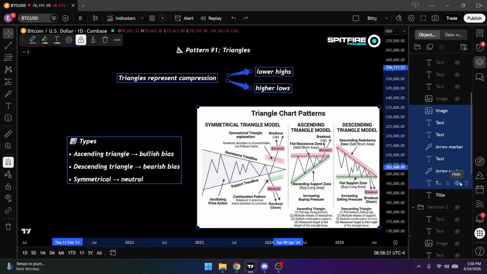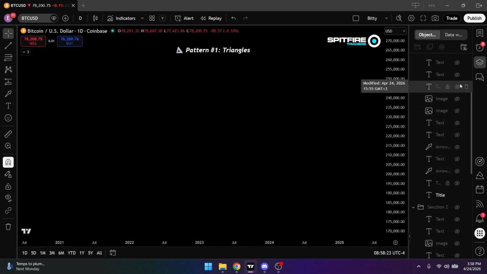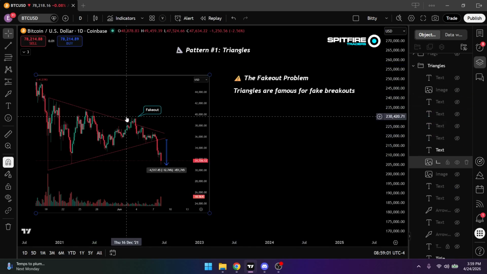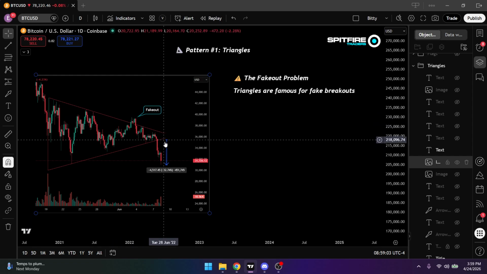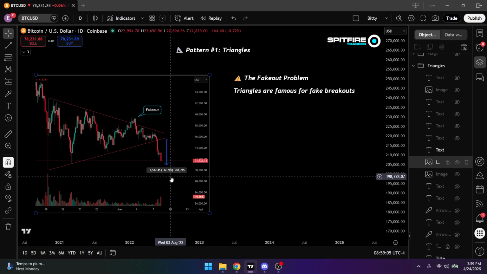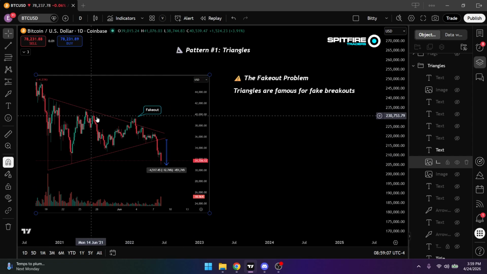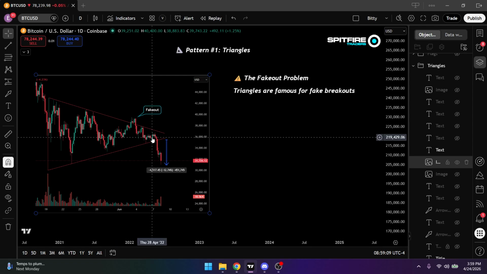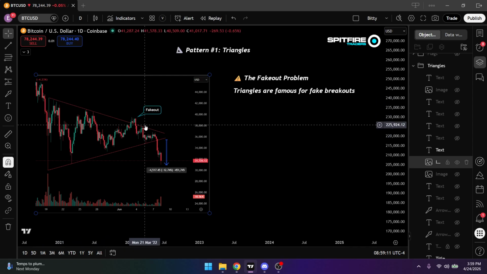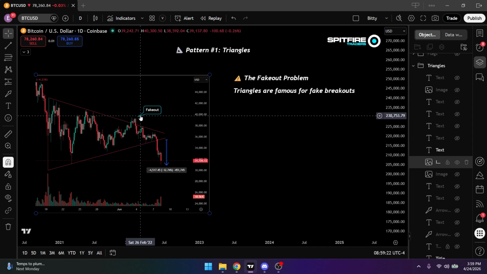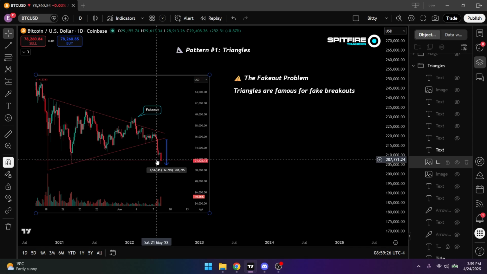Now, triangles are known for fake breakouts. It is very common to see a breakout in one direction followed by a sharp move in the opposite direction. Inside the triangle, liquidity is building on both sides. Above the highs, we have buy stops. Below the lows, we have sell stops. So what does the market do? It often breaks one side, triggers traders, takes liquidity, and then reverses into the real move.